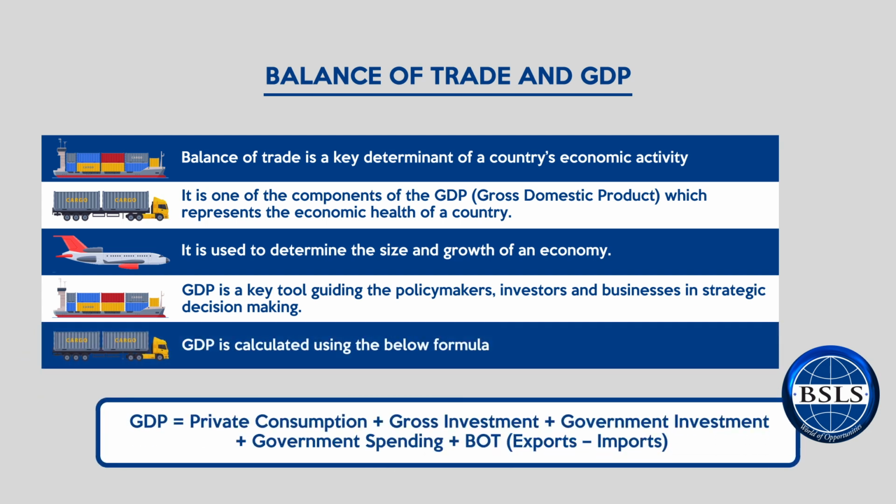The formula for GDP is private consumption plus government investment plus government spending plus gross investment plus the balance of trade, which is the difference between value of exports minus value of imports. And hence we can see how foreign trade has a direct impact on the economy of a country. A trade surplus, that is a positive balance of trade, represents a higher GDP, whereas a trade deficit, that is a negative balance of trade, represents a lower GDP.